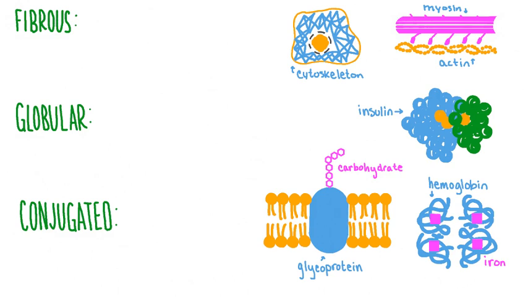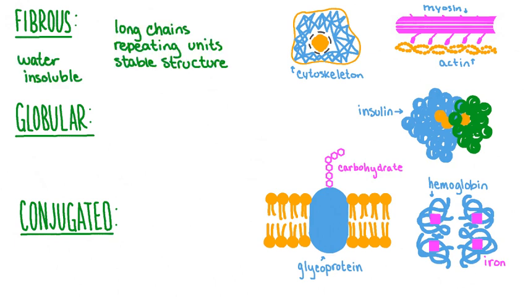Proteins are commonly classified by their structure. Three common structural classifications are fibrous, globular, and conjugated. Fibrous proteins are more or less what they sound like. They are long, strand-like proteins with repetitive structures. Fibrous proteins are insoluble in water, and their stable structure adapts them to functions having to do with structure and movement. Some examples can be found in the cytoskeleton within cells. Specific examples include the myosin and actin that are responsible for the contraction of muscle cells.